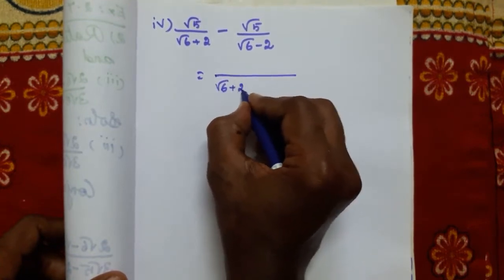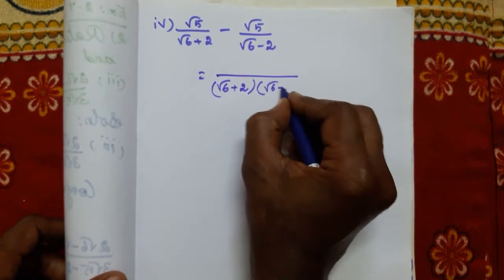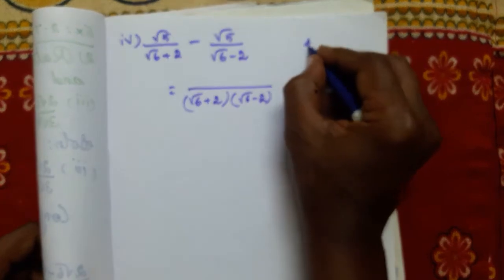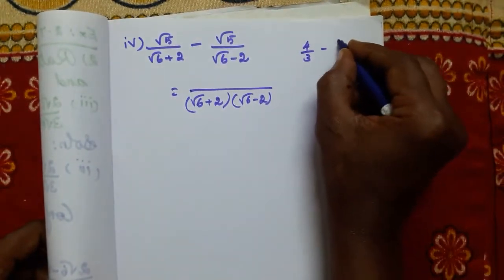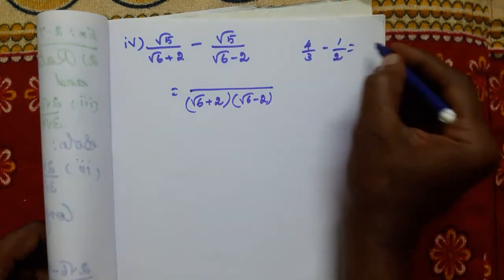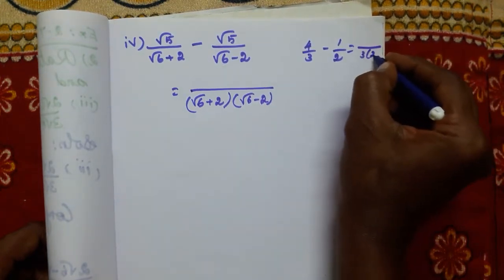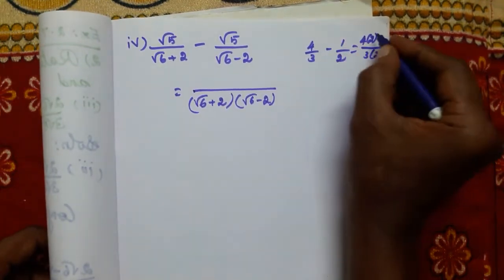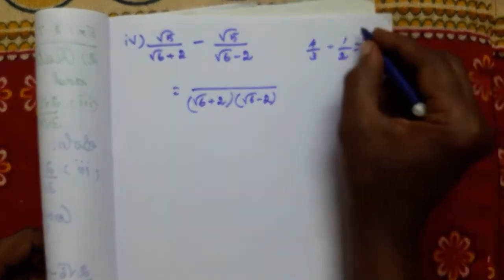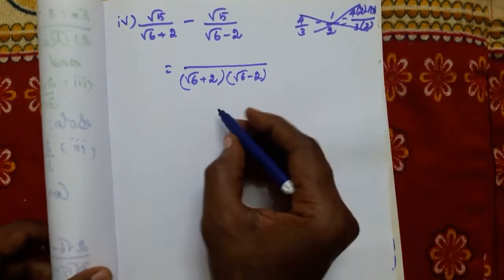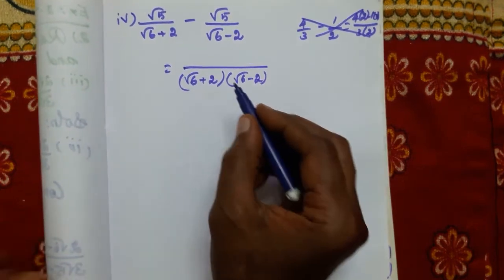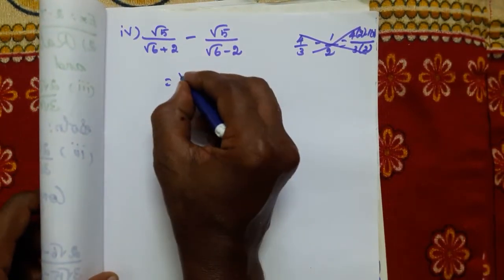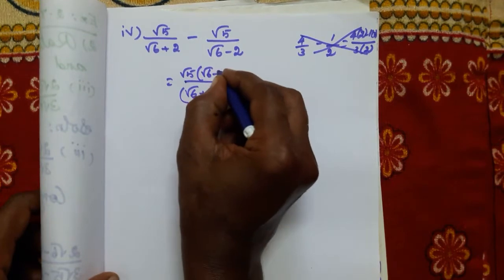Root 6 plus 2 into root 6 minus 2. No common factors, so we have to multiply. How do we do 4 by 3 minus 1 by 2? We do 3 into 2 in the denominator. Next, numerator: 4 into 2 minus 1 into 3. Same method, I am doing this also. Here the denominator is root 6 plus 2 into root 6 minus 2. Numerator, what are we getting? Root 5 into root 6 minus 2.